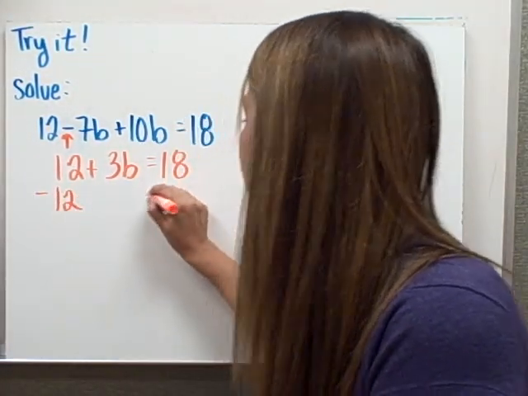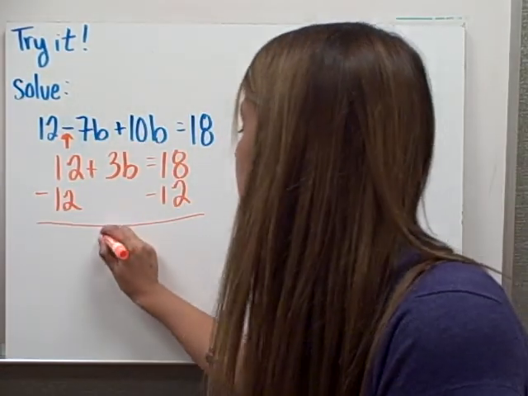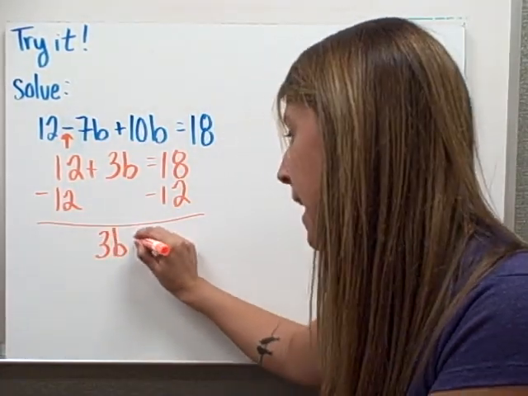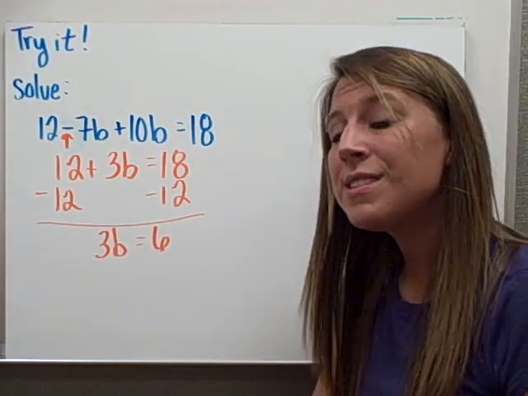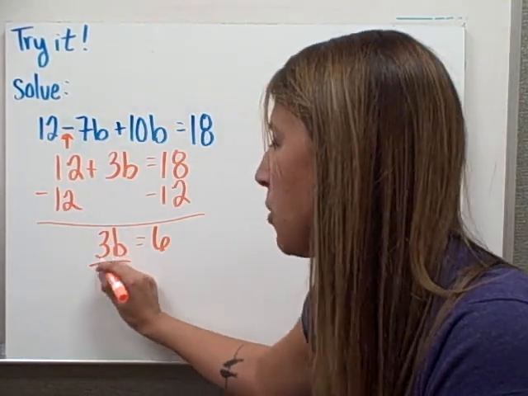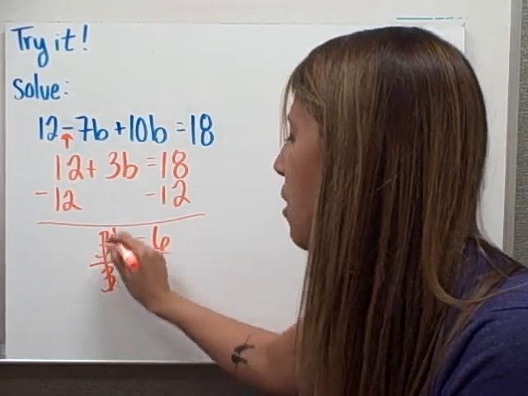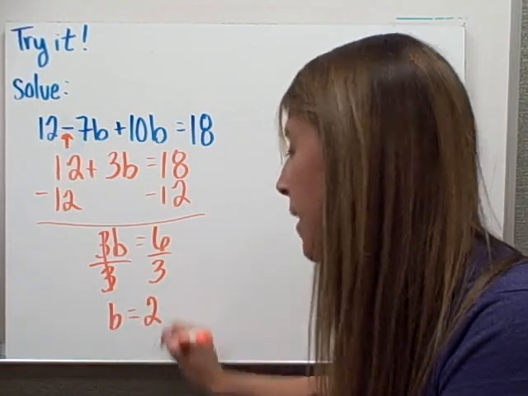So when I do that, 12 minus 12 is 0. And so I have 0 plus 3b, which is just 3b, equals 6. And now to get b by itself, I divide by 3 on both sides because it's the opposite of the multiplication going on here. 3 divided by 3 is 1, which is 1b. 6 divided by 3 is 2.